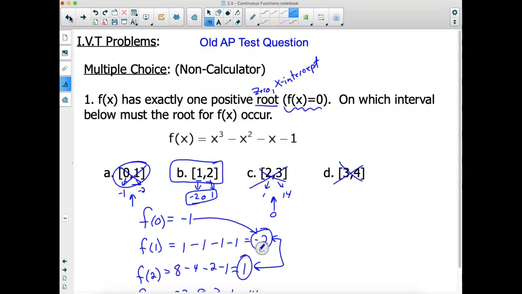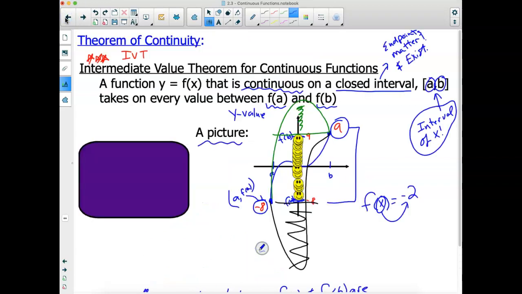If my function is not continuous from point to point, this theorem is useless, okay? Just so you know. Any questions?